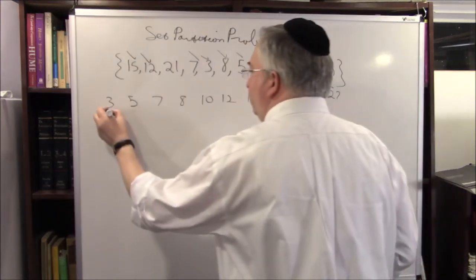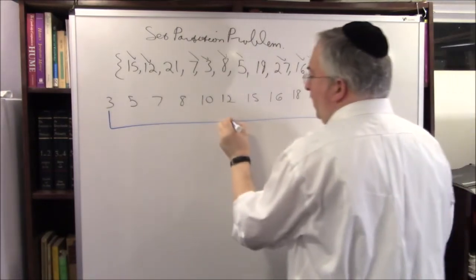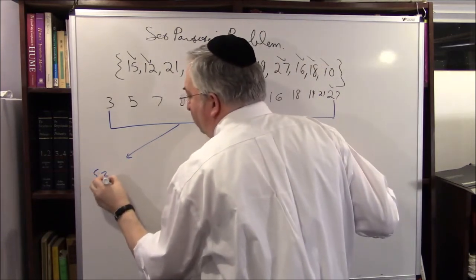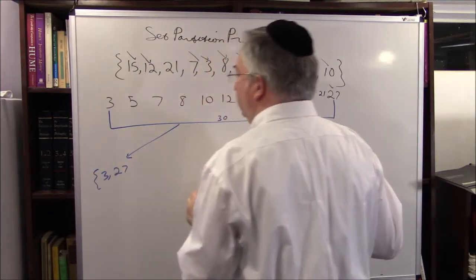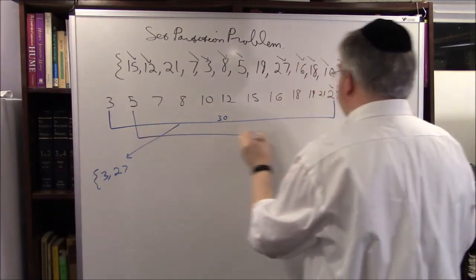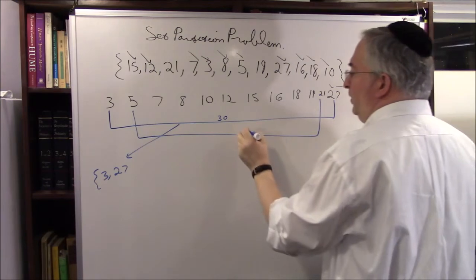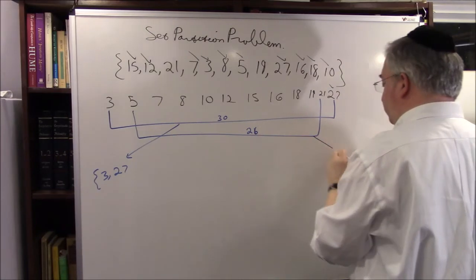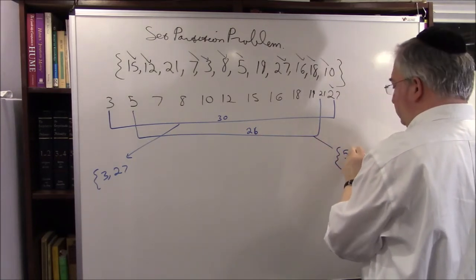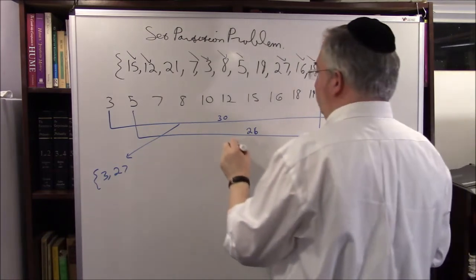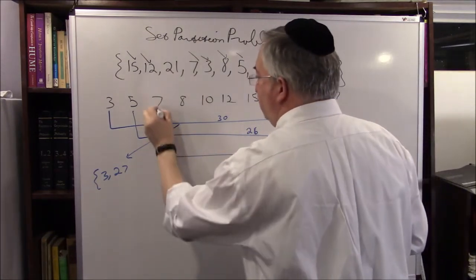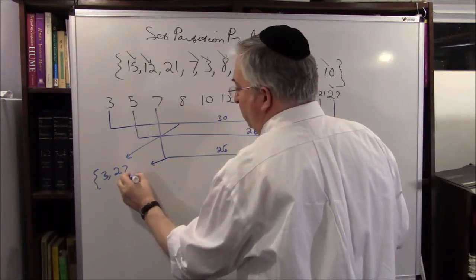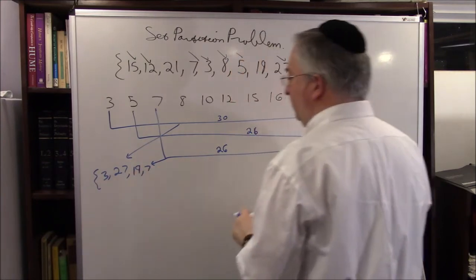Okay, I'm going to take the 3 and the 27, add them together, you get 30. I'm going to put them there. So I'm going to add 3 and 27 here. Great. Now I'm going to take the second highest, 5 and 21, and I'm going to put them here. 5 and 21 is 26. Great. Then I'm going to take 19 and 7, which is 26. And I'm going to put them here. So 19 and 7 goes there.